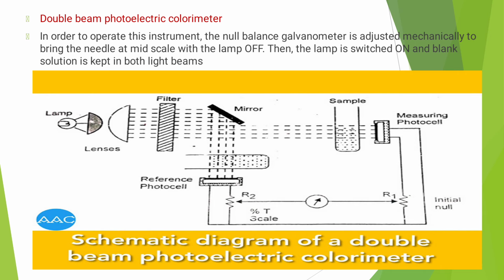So in order to operate this instrument, the null balance galvanometer is adjusted mechanically to bring the needle to the mid scale with the lamp off. Means the galvanometer is adjusted at the 0 position when the lamp is off. Then the lamp is switched on and blank solution is kept in both light beams.